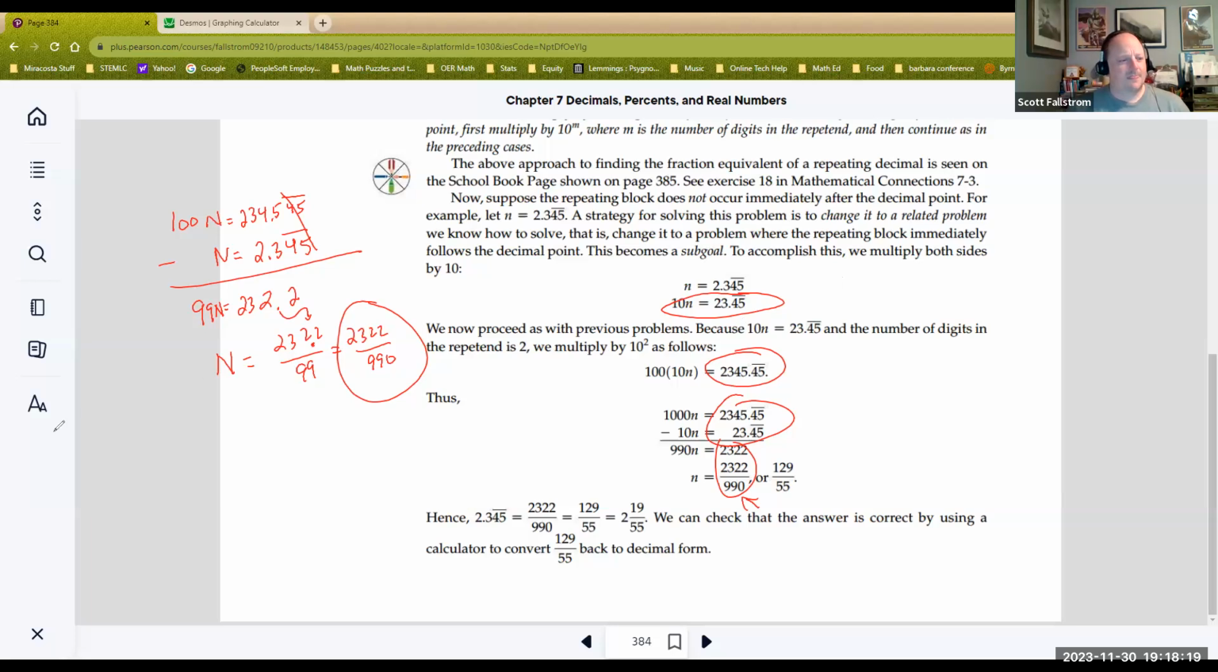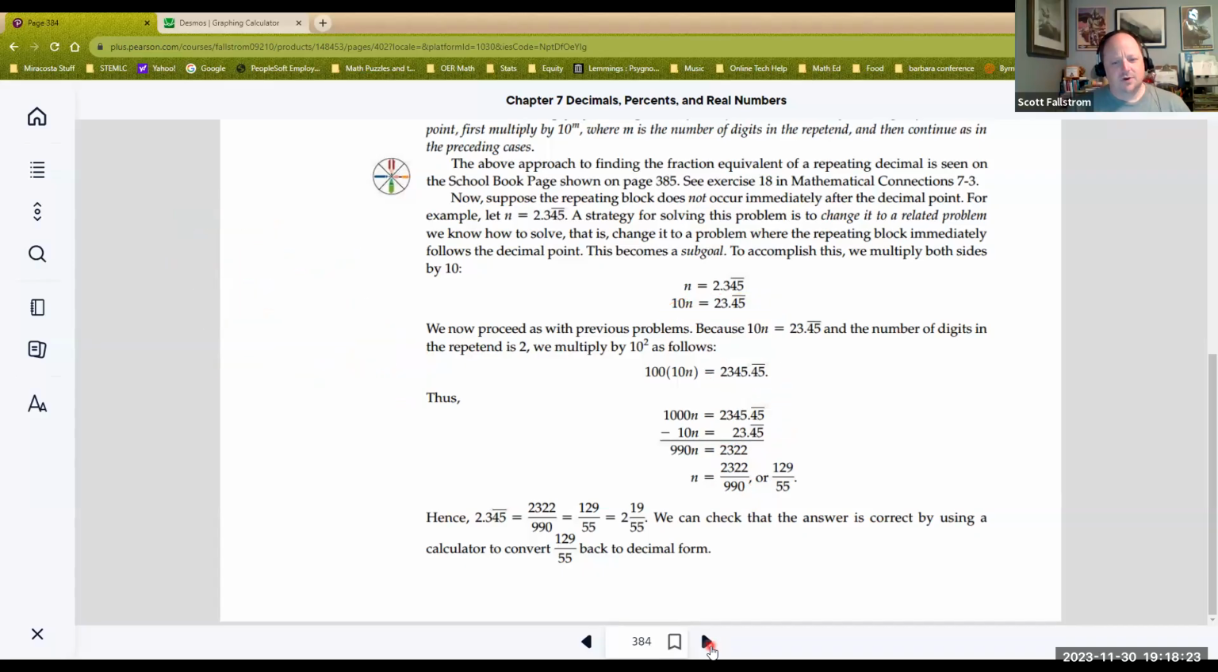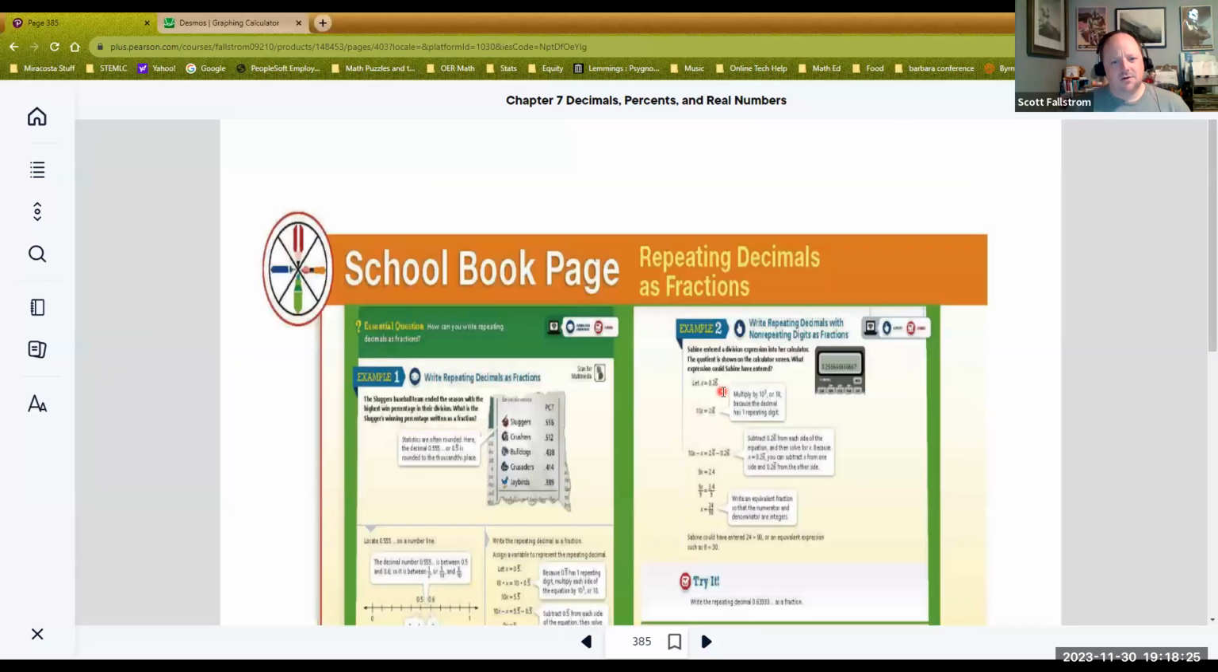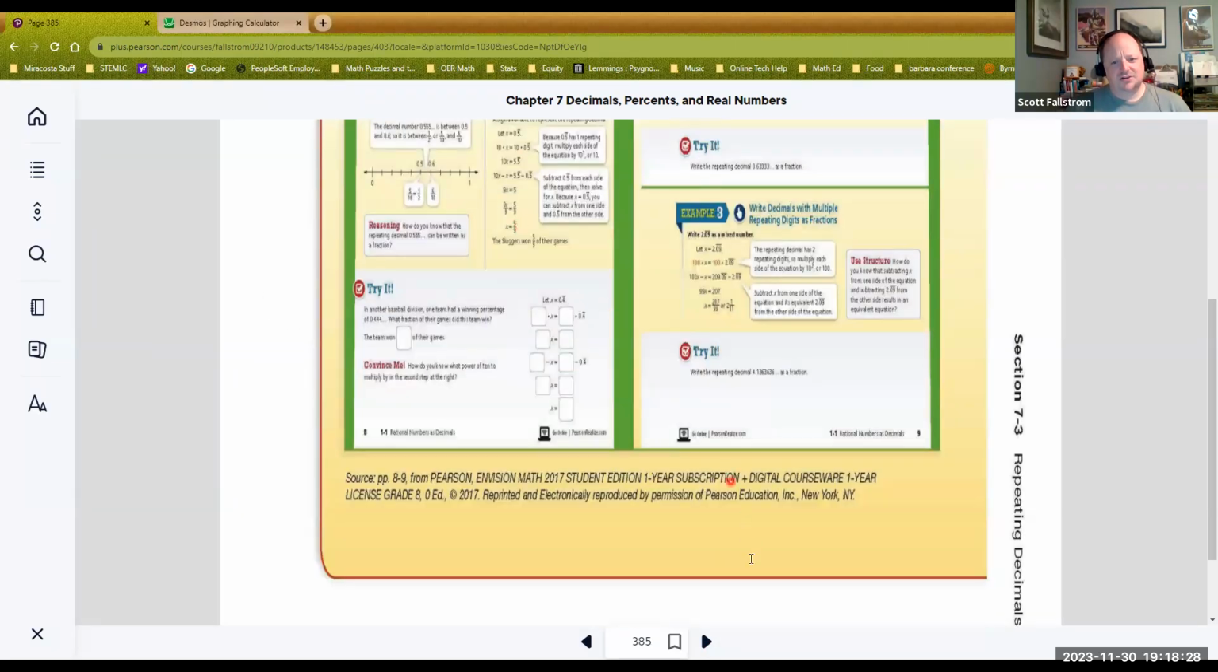Okay. All right. So there we go. That's converting forward and backward. Here's a school book page illustrating some of this, how to write this in mixed number form, very similar to what we have here.